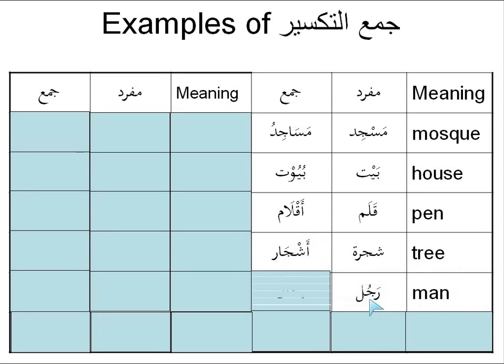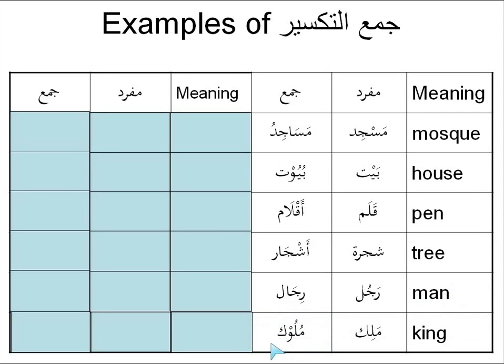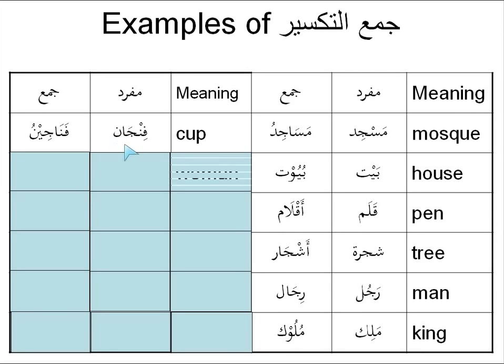Man, rajulun, rijalun. Here you have a change of the vowels plus a letter being imposed in between. King, malikun, mulukun, kings. Cup, finjanun, fanajinu. Again we see this dhamma at the end indicating and telling us that the plural of cups is mamnu' min as-sarf. If we don't see that dhamma, that means the word is munsarif. So finjan is munsarif. It can be finjanun, finjanan, finjanin.